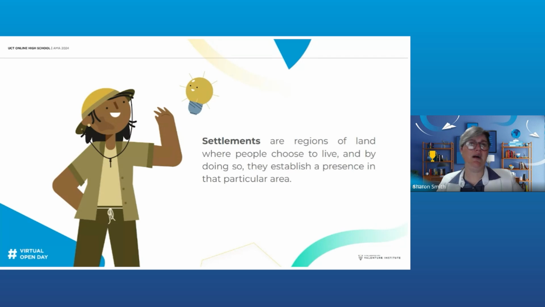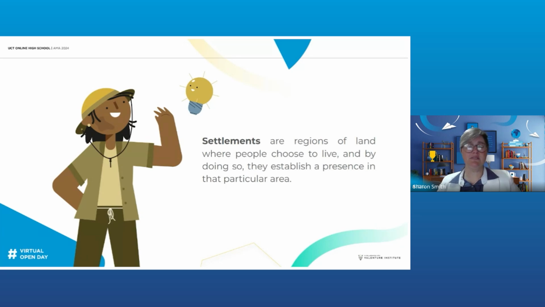Settlements can be classified in three ways. The function of the settlement that we will look at a little bit later, then also the size of a settlement, and also the pattern of a settlement. So settlements can be categorized as either rural or urban. We will look at those definitions in a little bit detail just now as well.